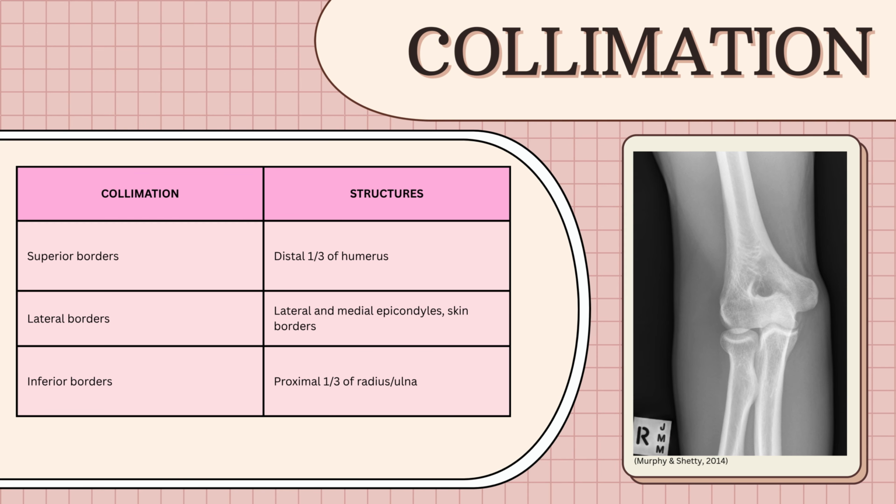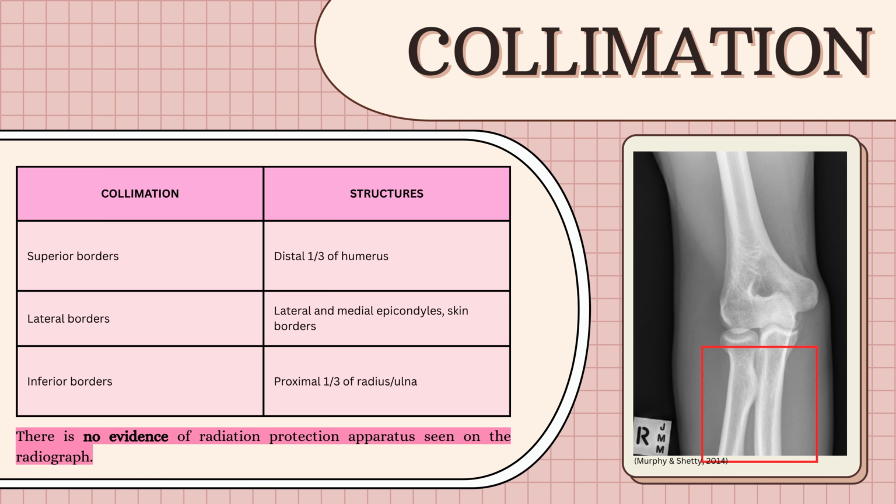Moving on with the collimation. Collimation should be done to all 4 borders of the film. At superior borders, structures that should be included are distal 1/3 of the humerus. At lateral borders, structures that should be included are lateral and medial epicondyles and skin borders. At inferior borders, structures that should be included are proximal 1/3 of radius and ulna. There is no evidence of radiation protection apparatus seen on the radiograph.